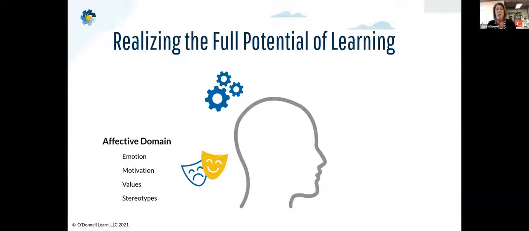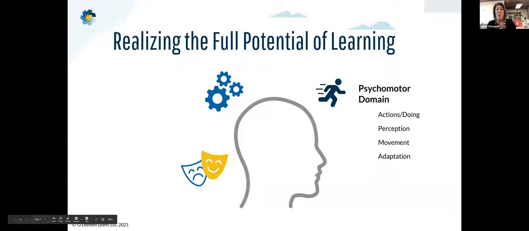And then the last one that we sometimes forget is the psychomotor domain. And that's really your actions and doing. It's perception, it's movement, it's adaptation, it's learn by doing, which is such a motto at O'Donnell. And so when you put all three of those together, it sets the baseline for building community in your classroom.